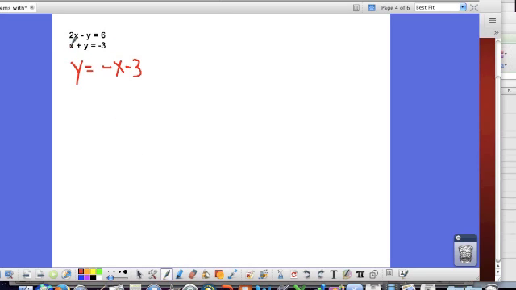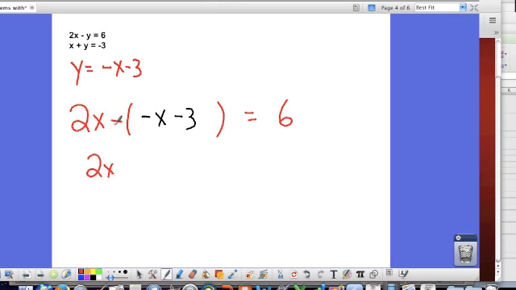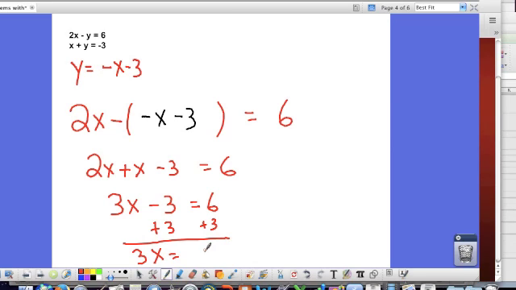So now, in this case, I have the first equation, 2x minus, instead of y, I'm going to put in negative x minus 3. This is going to equal 6. So I've taken this first equation. I leave this negative sign here because it's in the equation. All I'm doing is substituting in what y is equal to. So this one gets a little too tricky. 2x minus a negative x is the same as adding. So 2x plus x is 3x minus 3 equals 6. I add 3 to both sides. I get 3x equals 9. So x is going to equal 3.